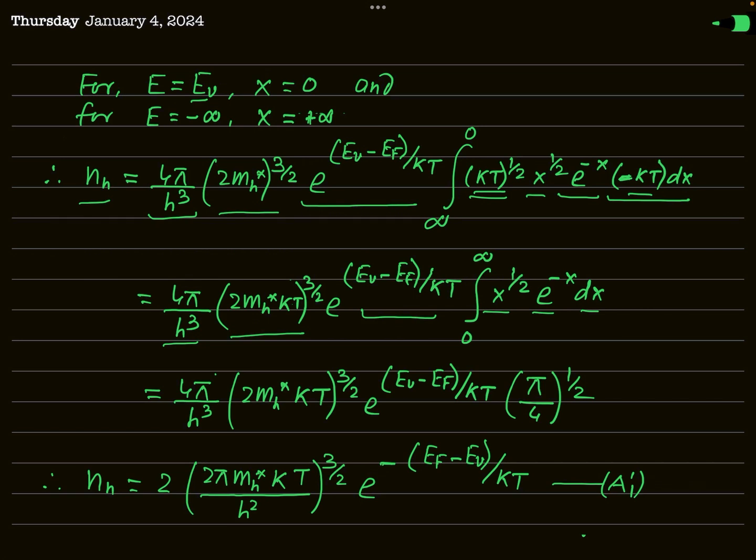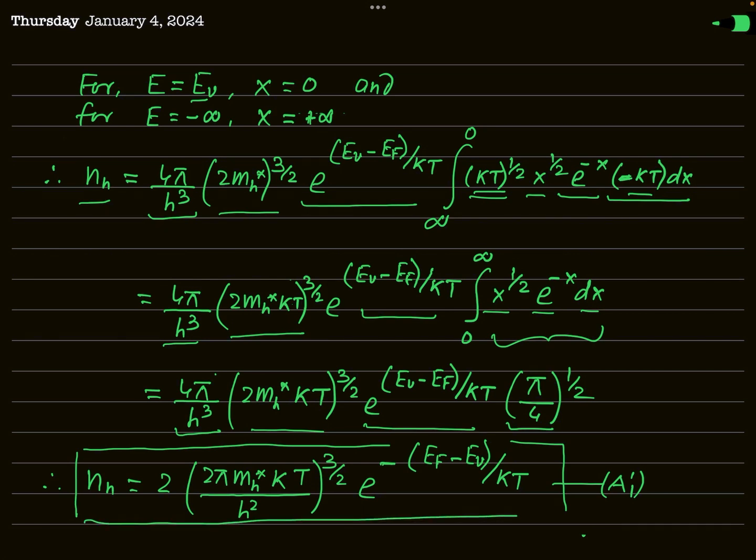Okay, but you have seen earlier that the value of this integral is what? This is (pi over 4) whole to the power half. So finally you get that NH is equal to 4 pi over h cube times (2 mh star kT) whole to the power 3 by 2, e to the power (EV minus EF) by kT, times (pi by 4) to the power half. Now after simplification you can see that this NH is equal to this much, and this is actually the expression for the concentration of holes in valence band.